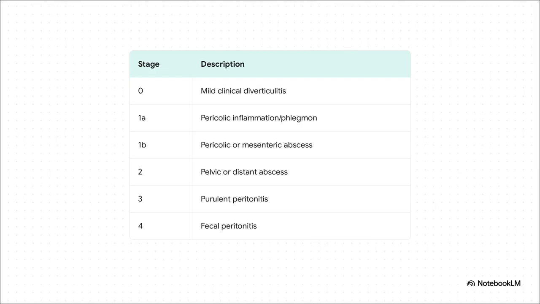Now, the modified Hinchey classification is our essential roadmap here. And this isn't just about giving something a label, it's prognostic. It tells us what might happen next. Knowing if a patient is a Hinchey 1A versus, say, a Hinchey 3, that completely changes our entire game plan, from just watching and waiting all the way to heading to the operating room.